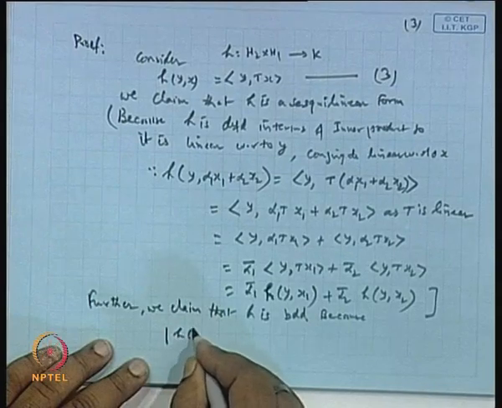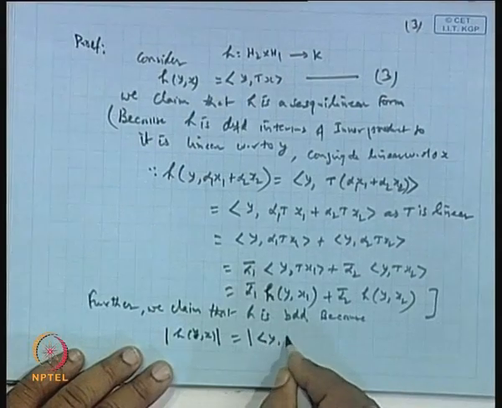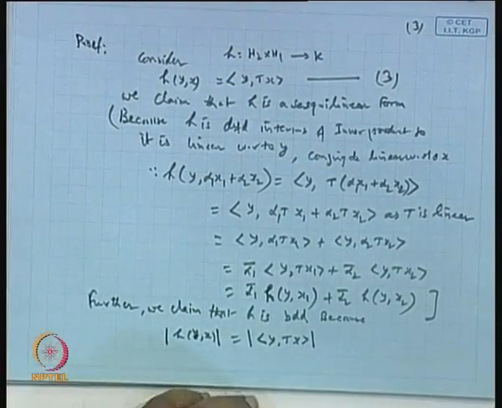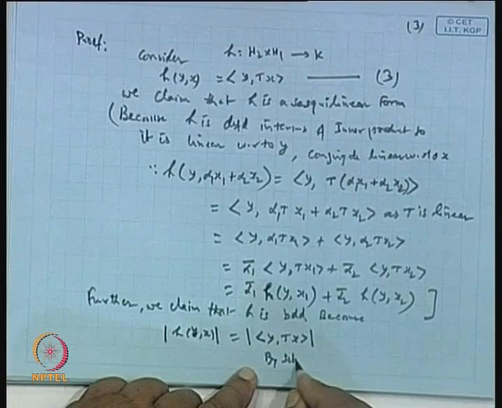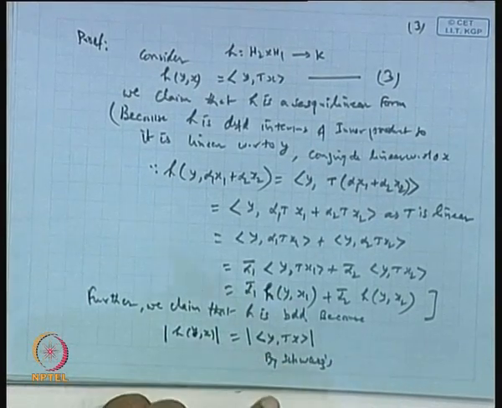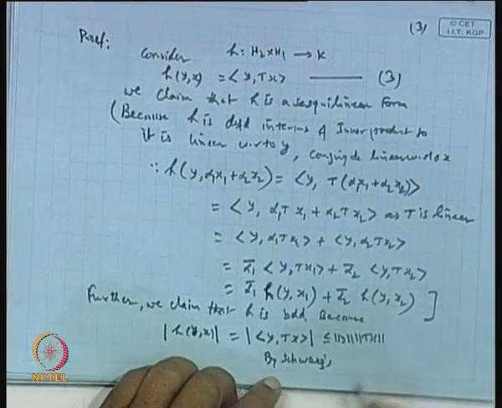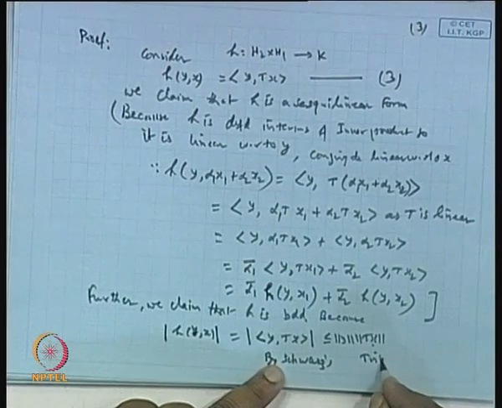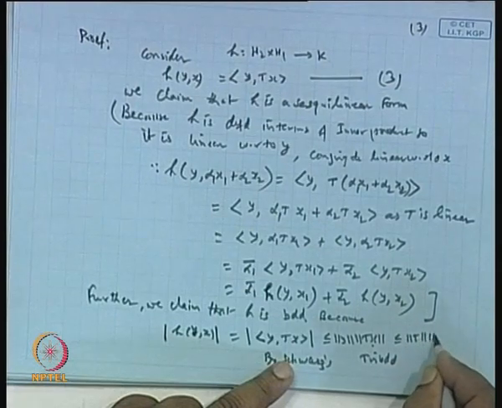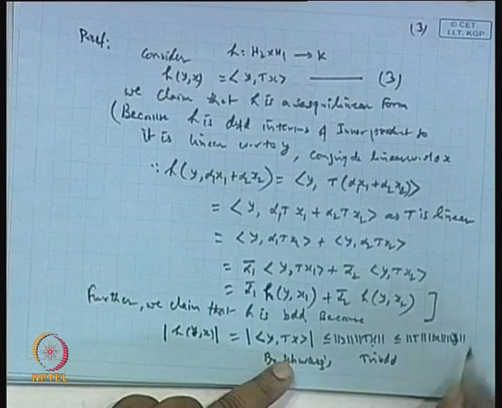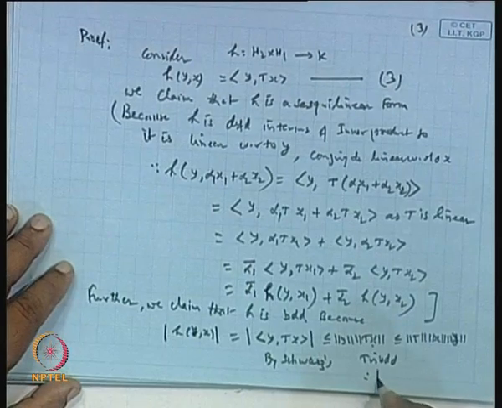So, what is the mod of h(y, x)? Is it correct? This is by definition mod of the inner product (y, Tx). But by the Schwarz inequality, there is a relation between inner product and norm. It is less than or equal to norm y into norm Tx. T is bounded. It's given. So, norm of Tx is less than or equal to norm of T into norm of x, into norm of y. Okay? So, C is nothing but norm T. So, h is bounded.